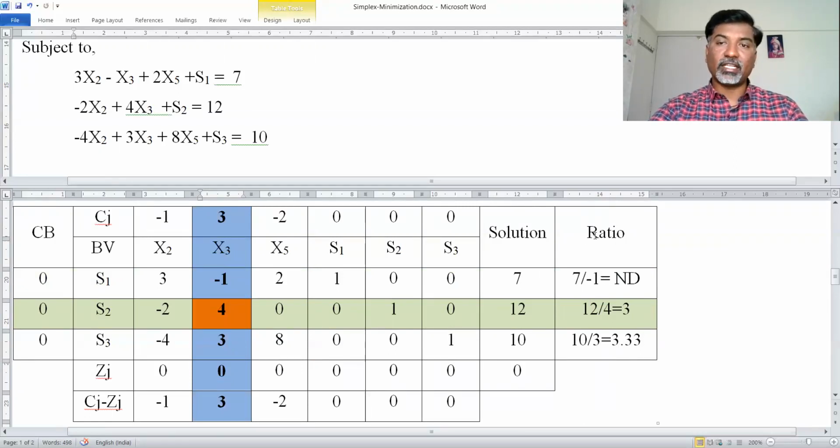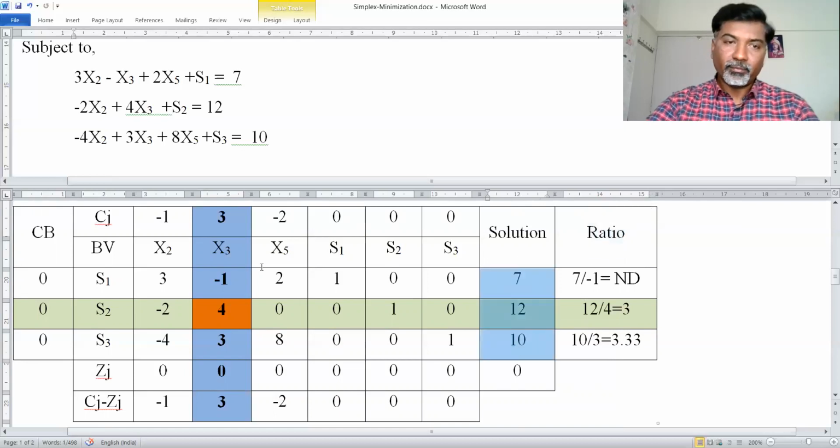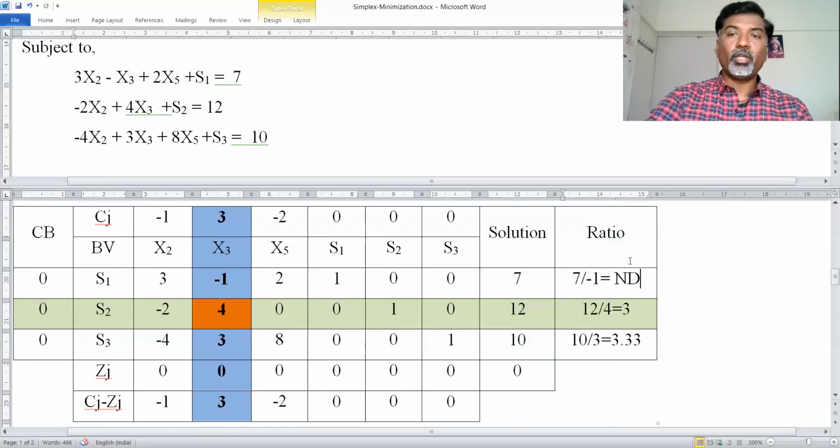So when you calculate this ratio by dividing the solution by the key column, meaning the column which has the maximum positive value is called the key column, we will get the ratio. Then from the ratio, we have to identify which is the minimum value. See, in case of Cj minus Zj, we take the maximum value, but in case of the ratio, we take the minimum value. So here the minimum value is 3. So this row is called the key row.